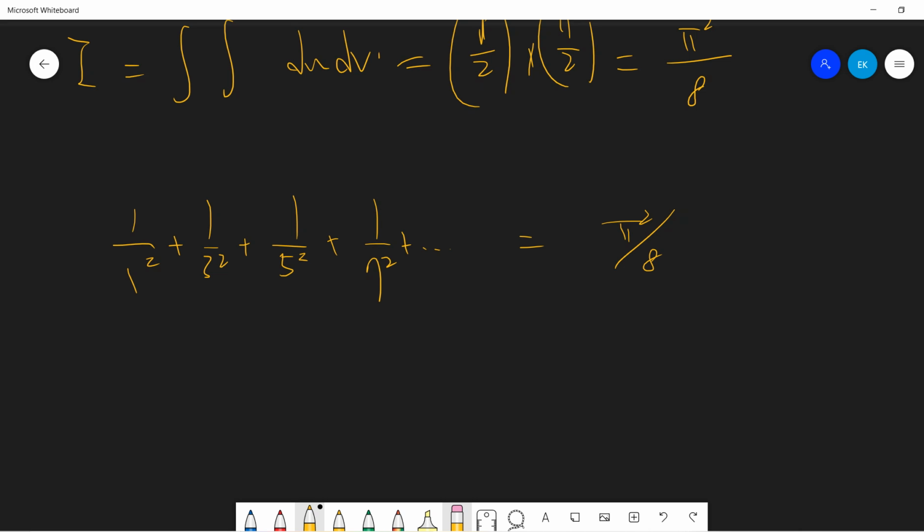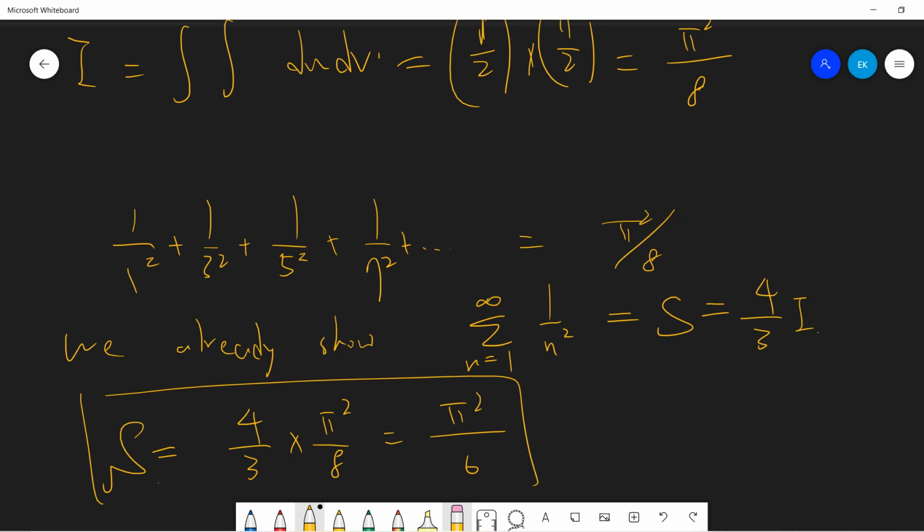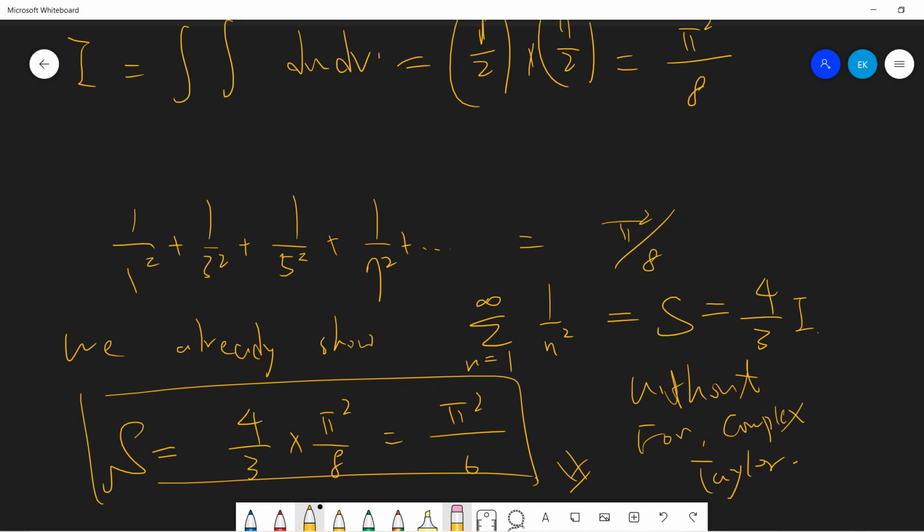Okay, and then we already show, remember, that our original sum of 1 over n squared from 1 to infinity, let's call it s, we proved that s must be 4 divided by 3 times this sum. Right, so your s will be 4 divided by 3 times pi squared divided by 8, which is pi squared divided by 6. Okay, so this is a proof that, amazingly, without complex analysis, without a Taylor series, is 100% rigorous, once you prove it's convergent.